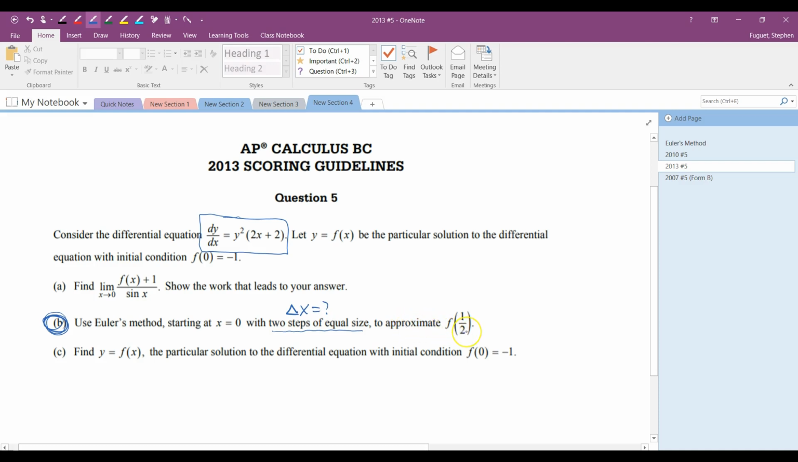And we want to approximate f of 1/2. So since I'm going from 0 to 1/2 and I want to do 2 steps of equal size, that's going to tell me that my delta x here has to be 1/4.